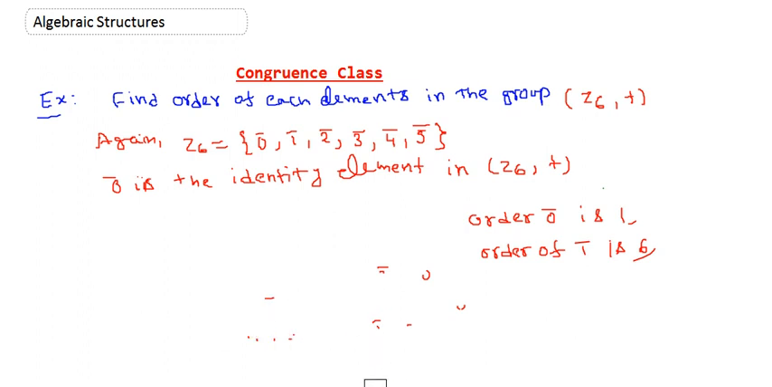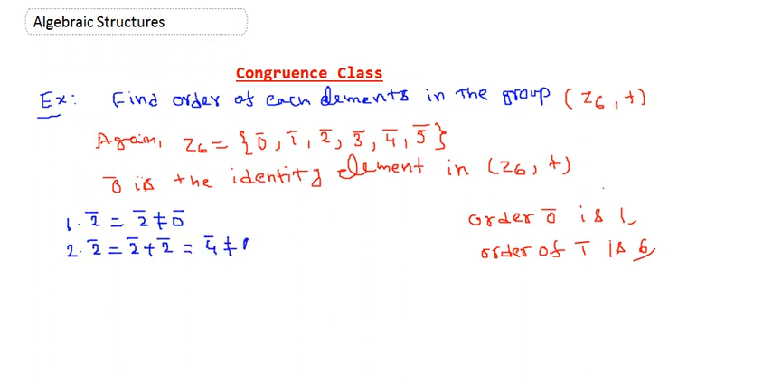So I hope you are alright with all these things. If you are not, just revise what you have learned till now. So next we are going to find the order of 2 bar. 1 into 2 bar is clearly 2 bar, which is not equal to 0 bar. 2 into 2 bar is 2 times 2 bar, so we get 4 bar, which is clearly not equal to 0 bar. 3 times 2 bar is 2 bar plus 2 bar plus 2 bar. Yeah, we get 6 bar, which is 0 bar. So the order of 2 bar in this group Z6 is 3.